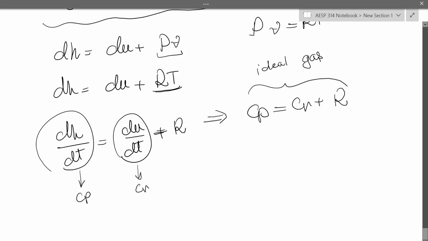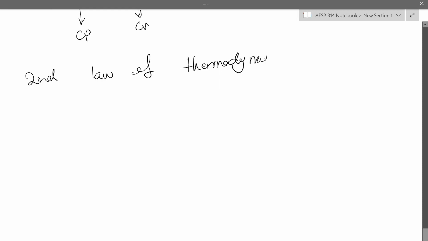So I think at this point we are ready for the second law of thermodynamics.